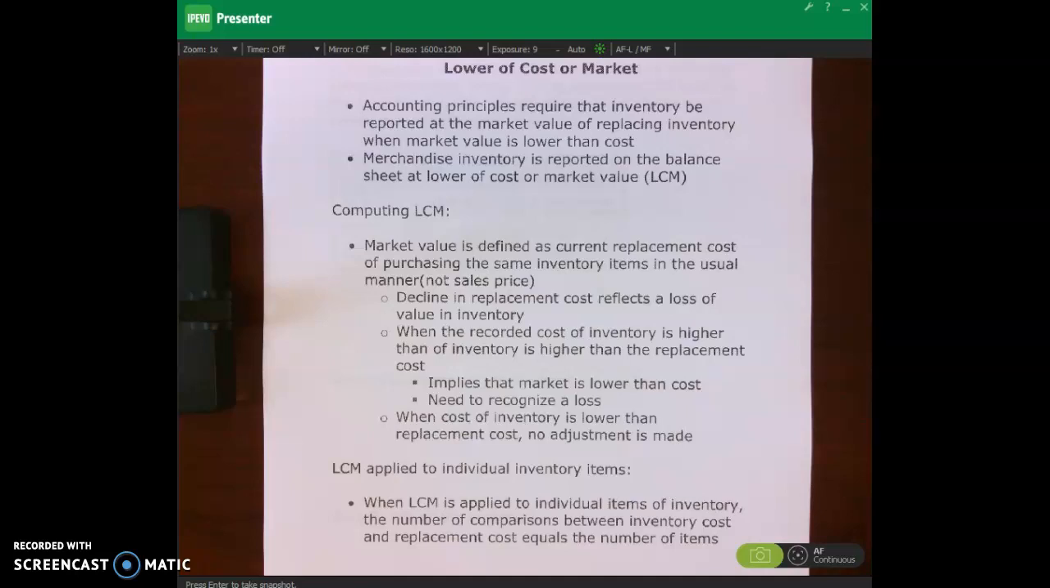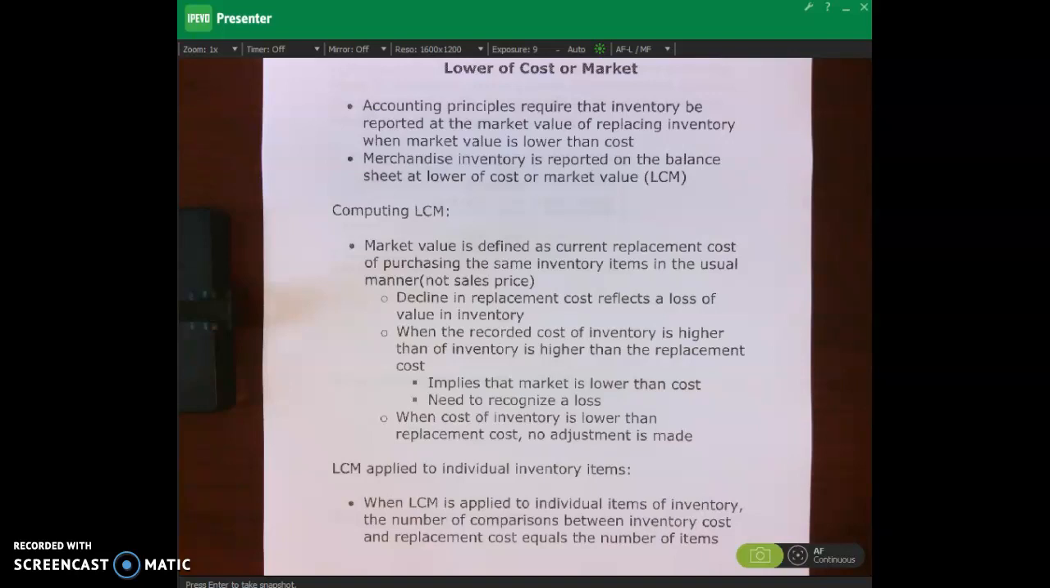Hello and welcome. In this lecture video, I'm going to be talking about lower of cost or market and do a practice problem associated with it. And then we'll also talk about the financial statement effects of inventory errors in the end of period inventory count. So the inventory count that we do at the end of the year, what happens if we make a mistake when counting? How does that affect the financial statements?